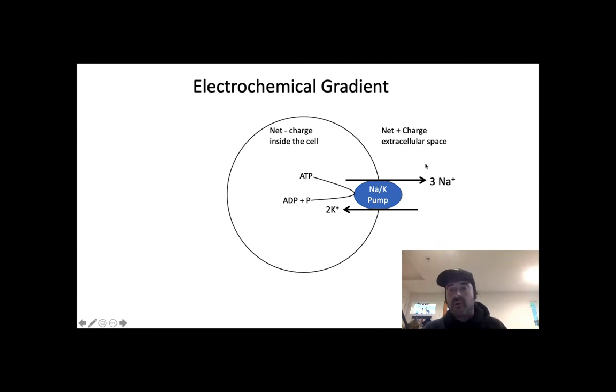So as sodium starts to accumulate outside the cell, sodium is positively charged. Positively charged ions are attracted to negatively charged ions. Because sodium is positively charged and the inside of the cell is negatively charged, the movement of sodium back into the cell is energetically favorable, meaning that sodium has a force promoting its movement back into the cell, but it can't move directly across the plasma membrane because it's a non-penetrant solute. But there is a force tugging on that sodium, trying to pull it back into the cell.